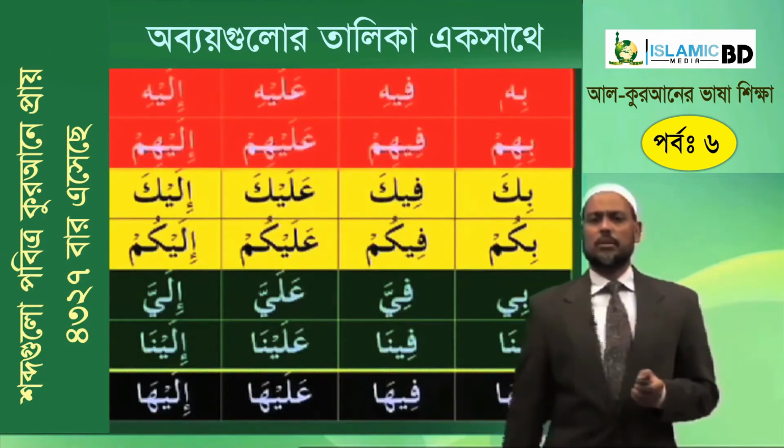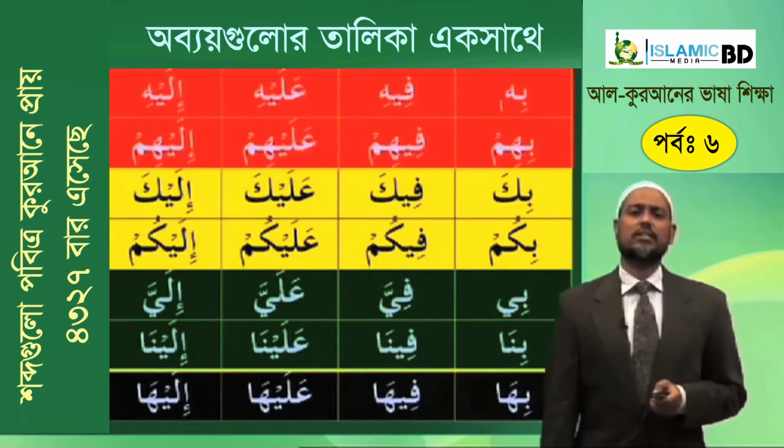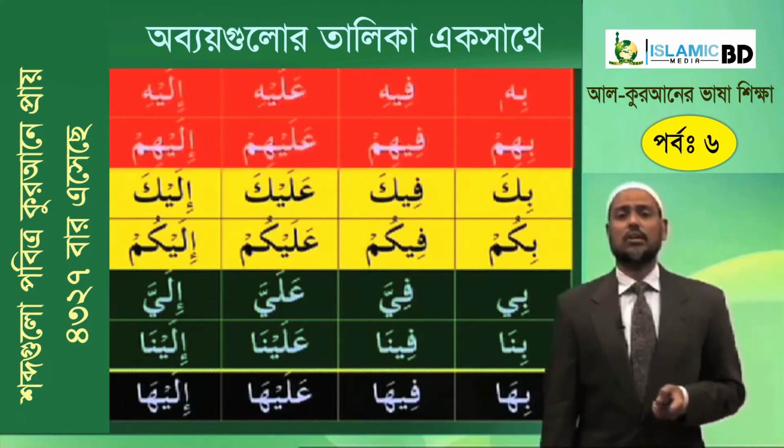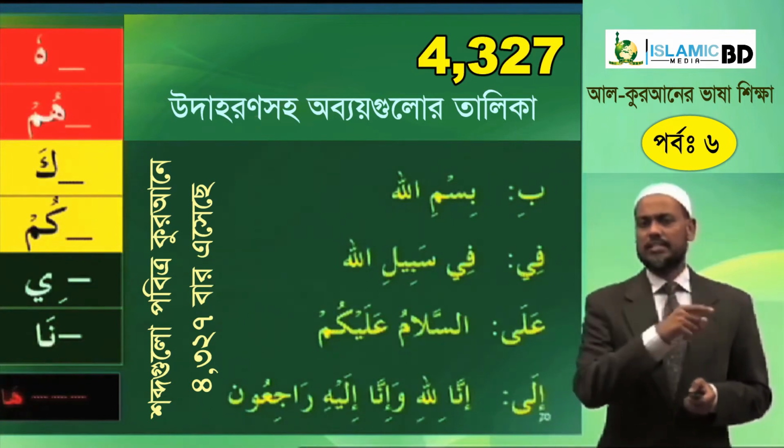So we have learned, mashallah, 28 forms which come in the Quran 4,327 times. That's a lot, too many, mashallah. And remember always the meaning with examples.